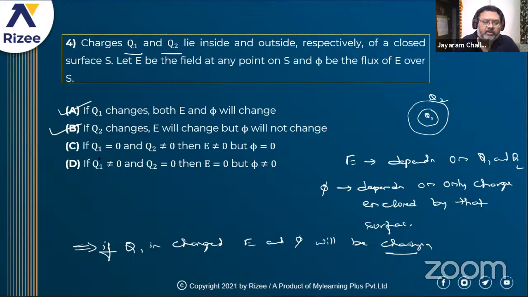Next, in this case, if Q1 is equal to 0 and Q2 is not equal to 0, obviously then flux will be 0 and electric field will not be equal to 0. So this cannot be our option. So your answer is going to be A, B, C.